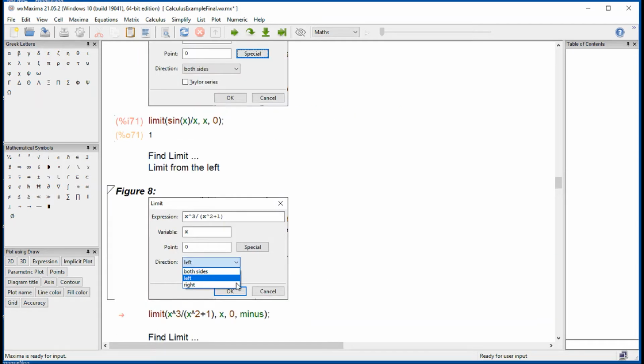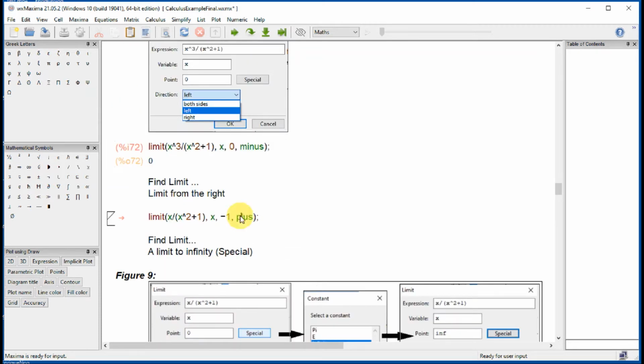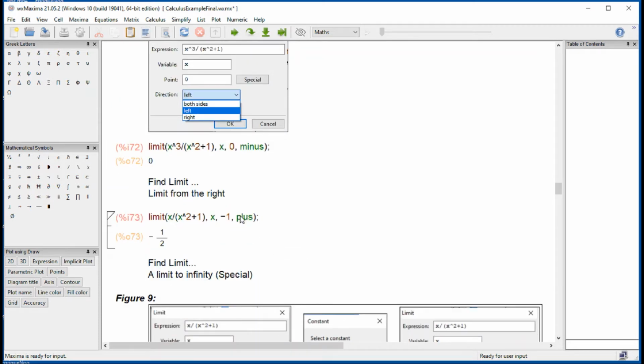Limit from the left: you have to select in the form that you're coming from the left, and all it does to the limit command is add the word minus, meaning you're coming from the left. And if you're coming from the right, add the word plus.